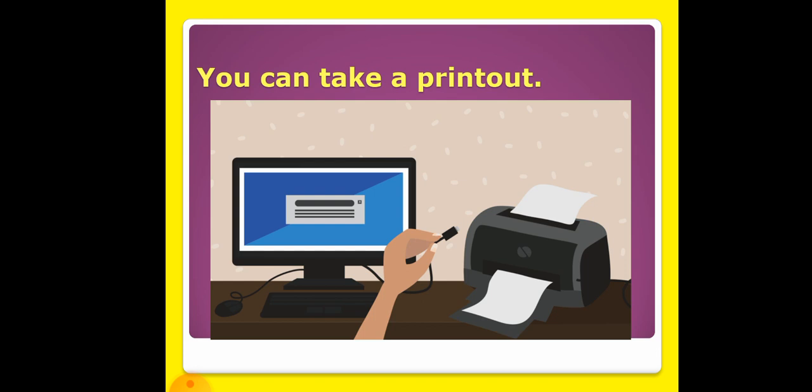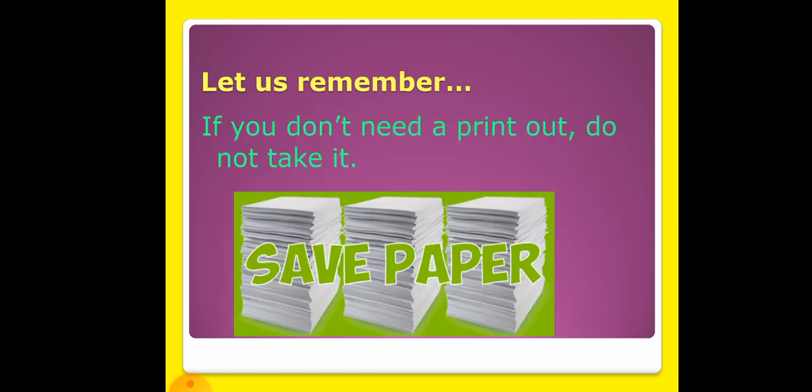The printer is also an output device. It is connected to the CPU. We can take a printout. Now you learned what is input, what is processing, and what is output. So what are the devices used for input? Keyboard and mouse. What is the processing unit? CPU. What is the output? Monitor and printer. Yes.